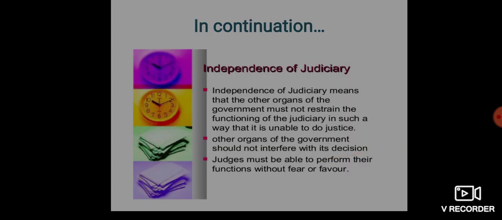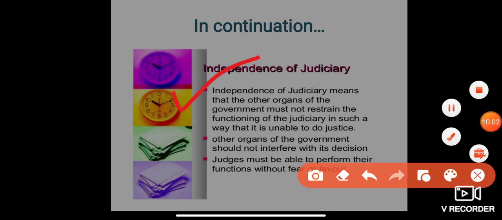In continuation, independence of the judiciary. You have to know the meaning. Independence of the judiciary means that the other organs of the government must not restrain the functioning of the judiciary in such a way that it is unable to do justice. Also, other organs of the government should not interfere with its decisions. That is what we have learned.